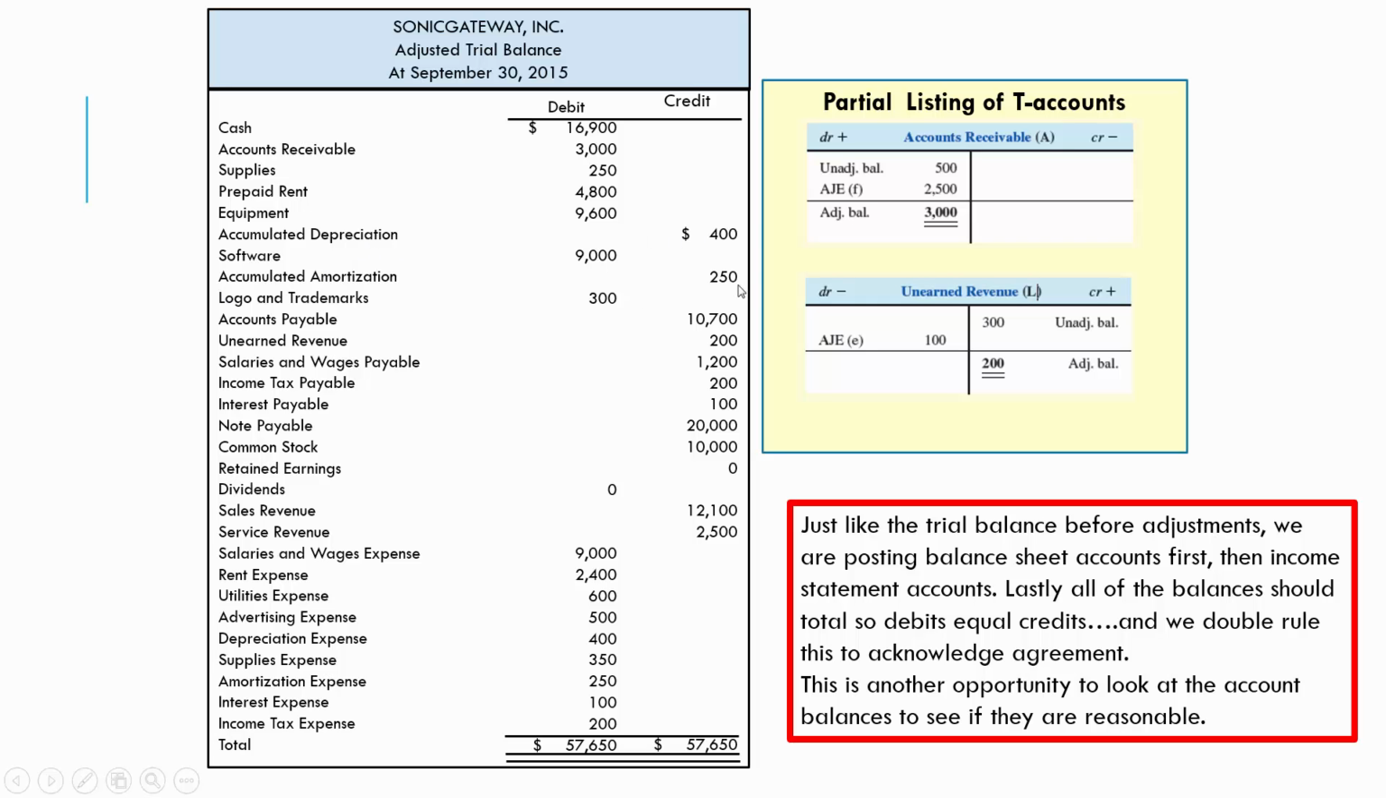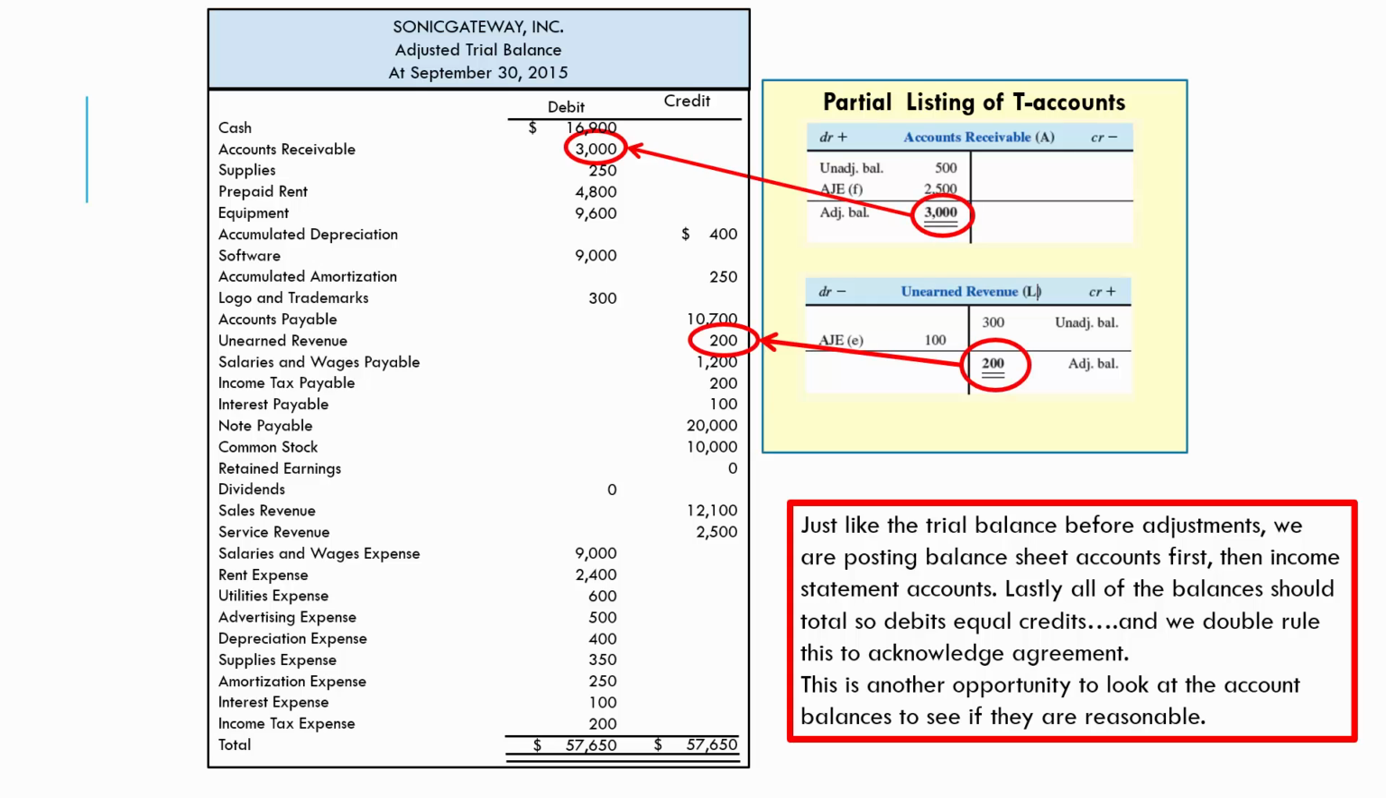Accumulated amortization is showing up. We go through depreciation expenses now here. Our supplies has been adjusted. Amortization expenses here. And interest expenses here. Income tax expenses here. So after adjustments, we have some account balances that have changed. And the adjusted trial balance reflects those new updated totals in the account balances.